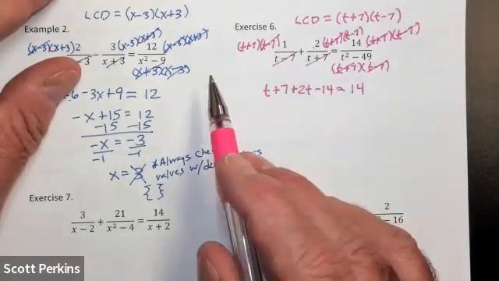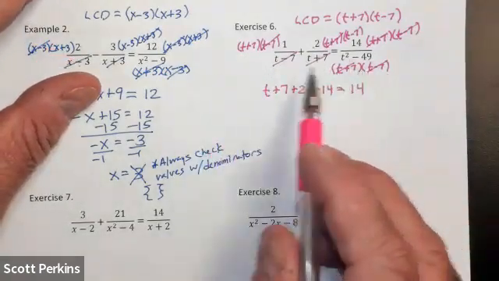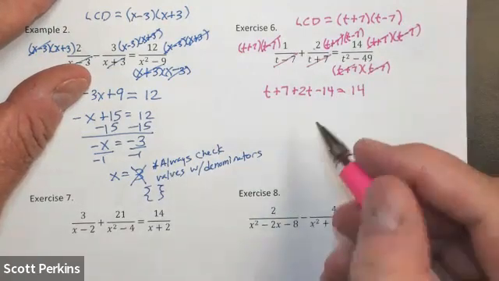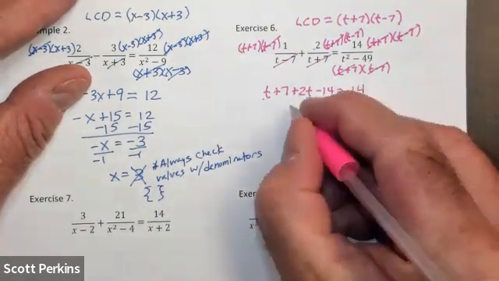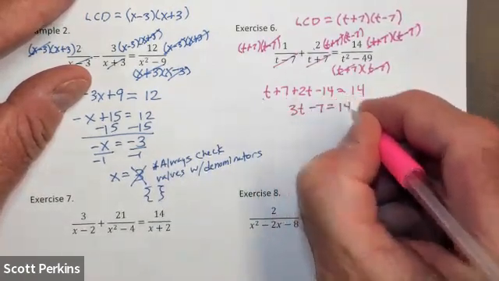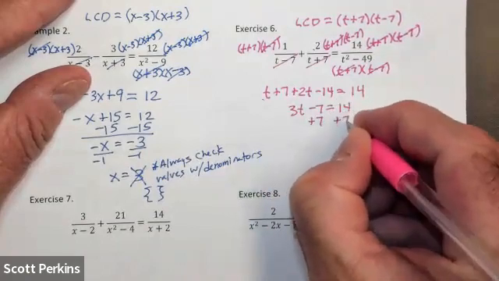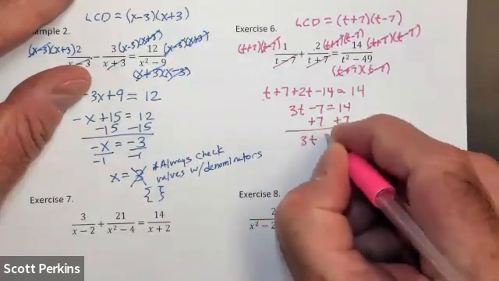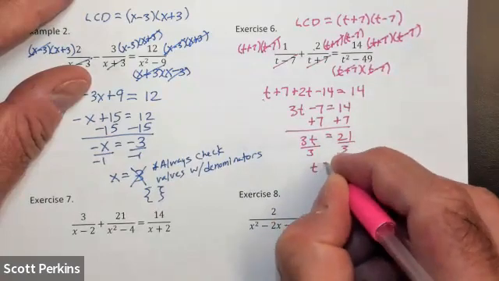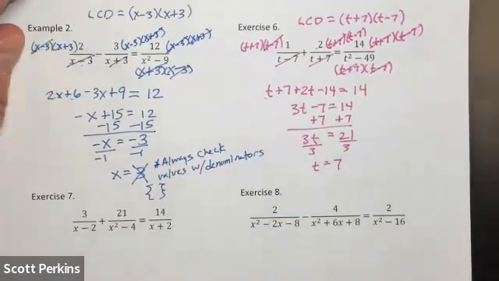Practice that. Okay, getting rid of fractions, clearing the fractions is a good skill for you to have as you press forward in your math career. Okay, t plus 2t is 3t. 7 minus 14 is negative 7. I'm going to add that 7 to both sides. This is pretty standard linear equation. I'm going to divide by 3, and I get t is 7. Okay, if you did that, you've done 100% great.